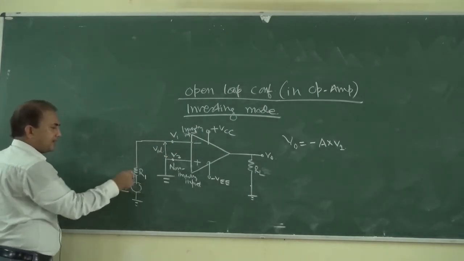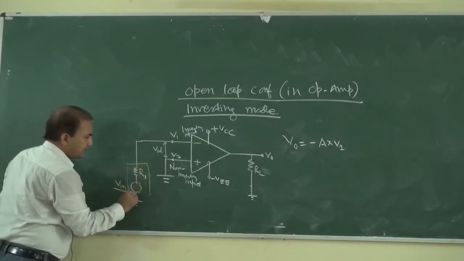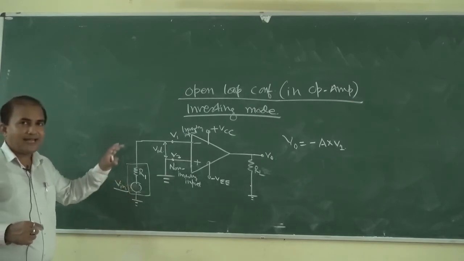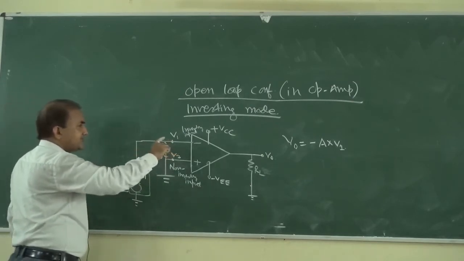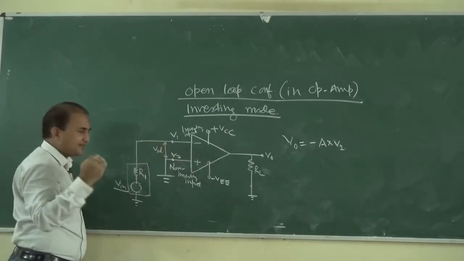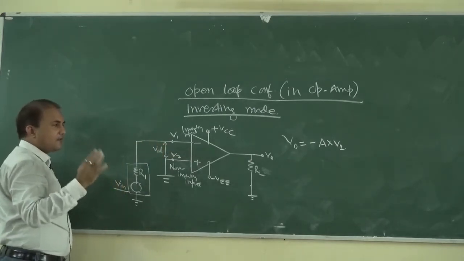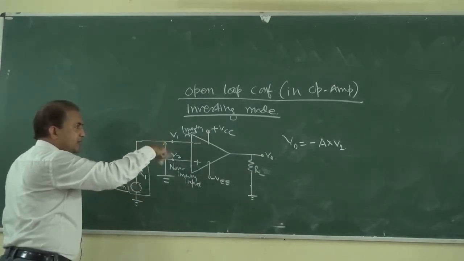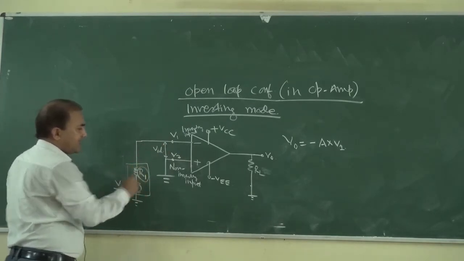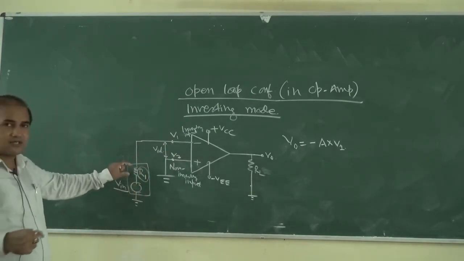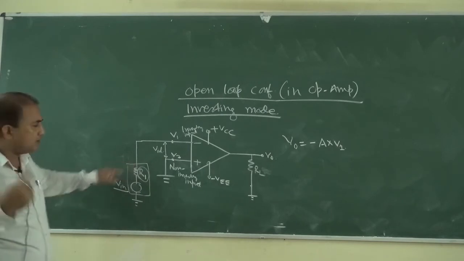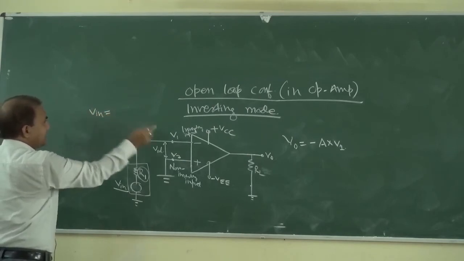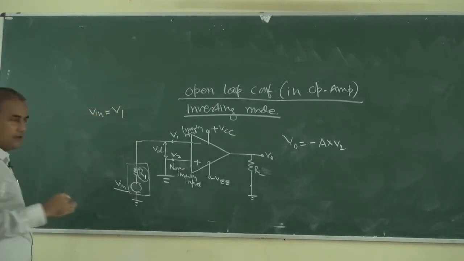Say V in is the input and R1 is the internal resistance of this voltage source. Okay, and we know that the input resistance of this operational amplifier is infinity for an ideal case. For practical case, it is very high. So in comparison with the input resistance of the operational amplifier, R1 is very less. So the voltage drop across R1 is approximately equal to 0. So in that case, we can consider V in equal to V1.